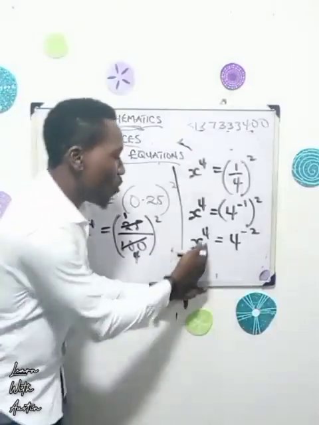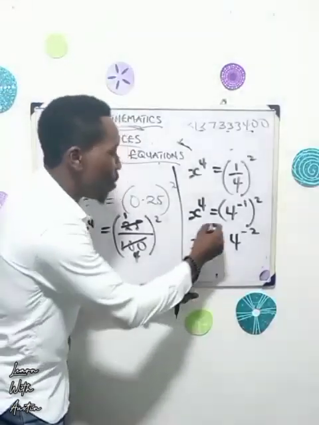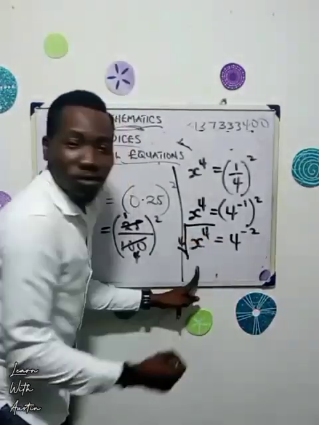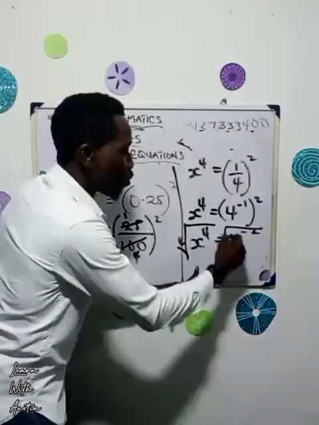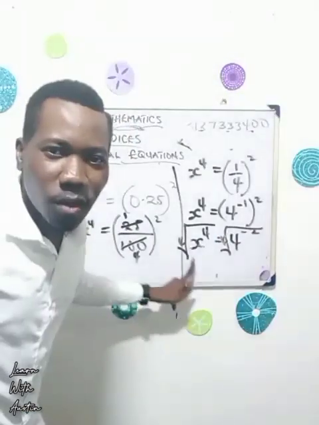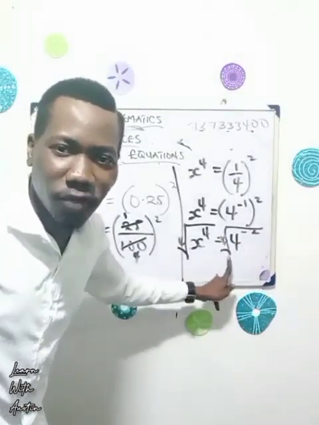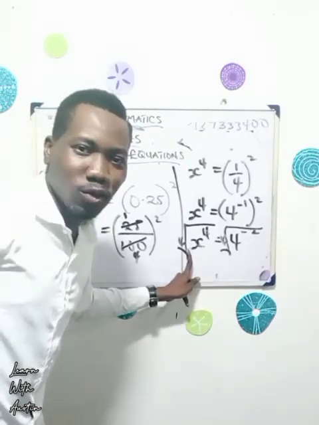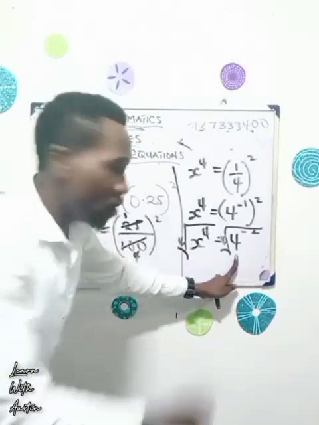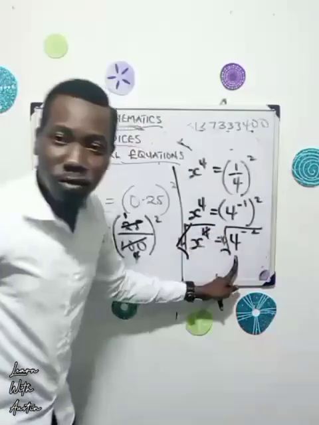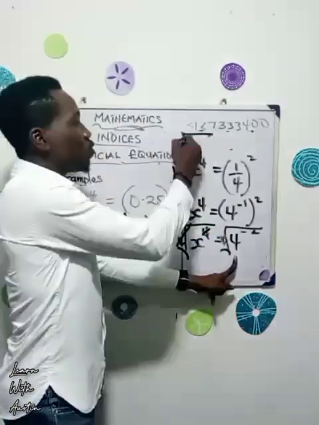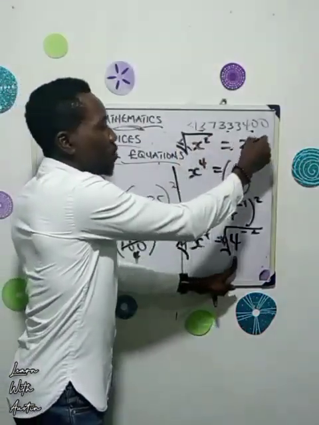So for us to get the value of x, we're going to take the fourth root of this and the fourth root of this. The fourth root of this will cancel this power of 4, just like the square root of x squared equals 25 with the square root.